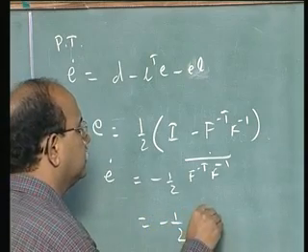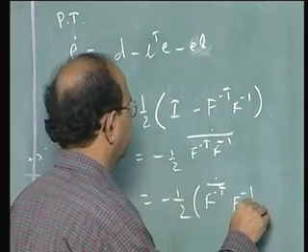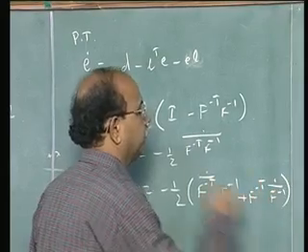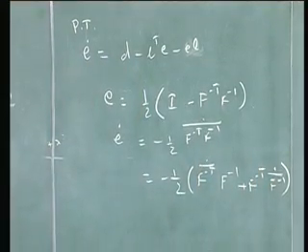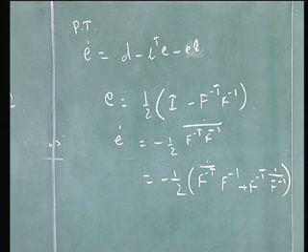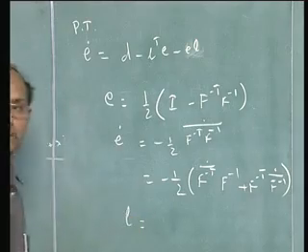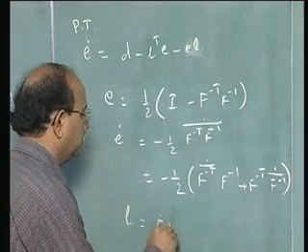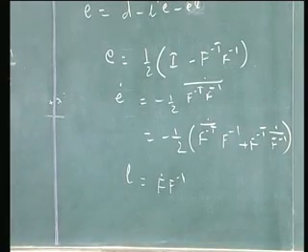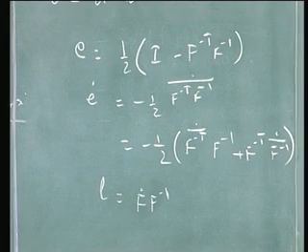How do you write that? What is the relationship between L and F dot? L is equal to F dot F inverse. Keep that in mind. So substitute that and see what you get.